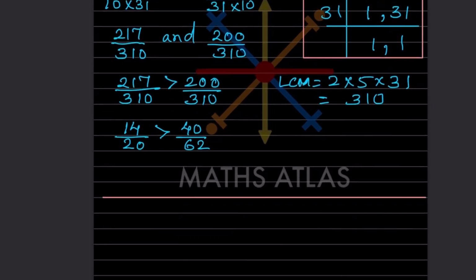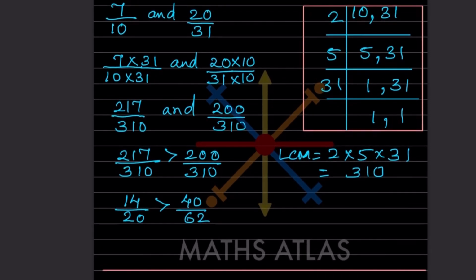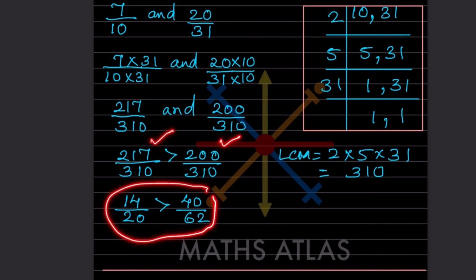Now when you are comparing these two, what can we say? 14 out of 20 and 40 out of 62. Here this one was 217, isn't it? And this was 200. Only this is actually what the question says. So at this step we are going to compare. This is for pond 1 and this is for pond 2, isn't it?